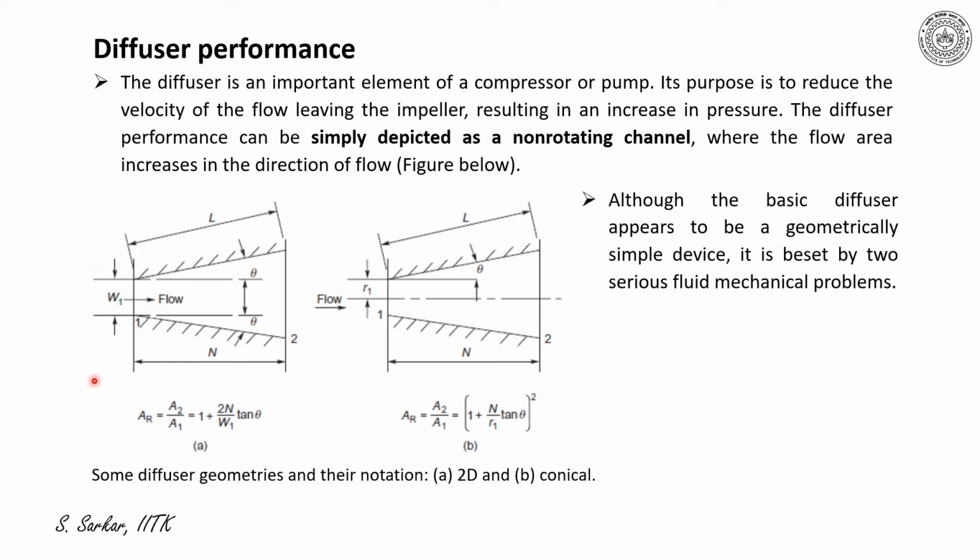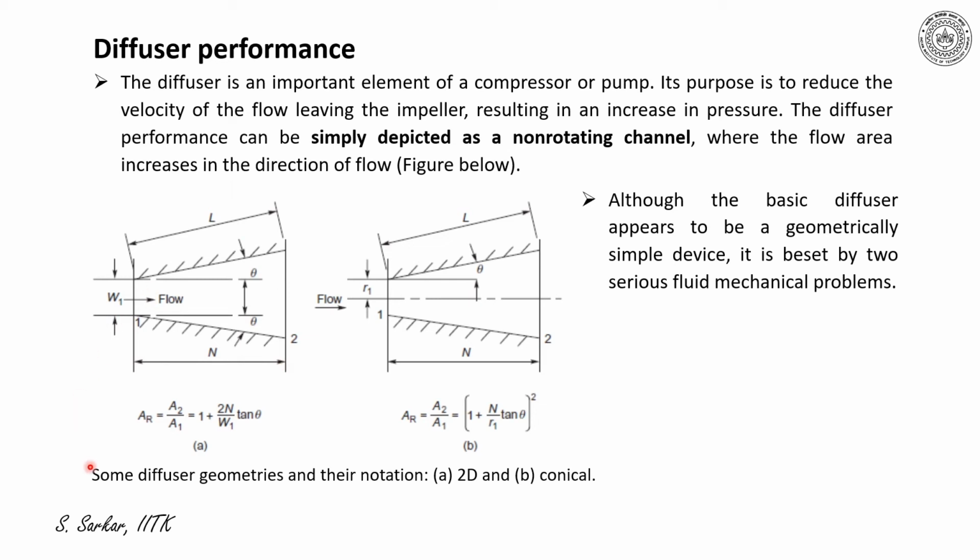The figure represents the schematic of some diffuser geometries, where I have considered the diffuser as a 2D channel, or its section is considered as conical. Now in figure A, I have considered the diffuser as a 2D channel where section 1 represents the inlet and section 2 indicates the exit of the diffuser, and W1 is the width at inlet, theta is the angle of divergence, and N is its length.